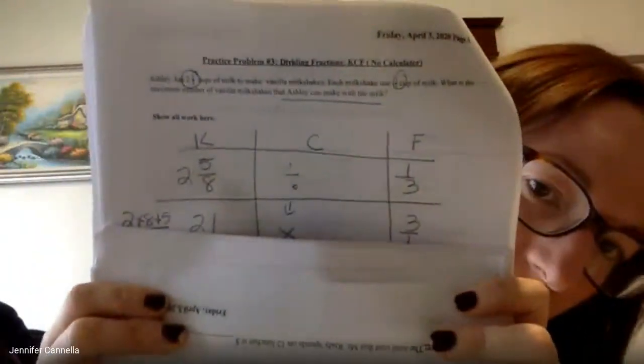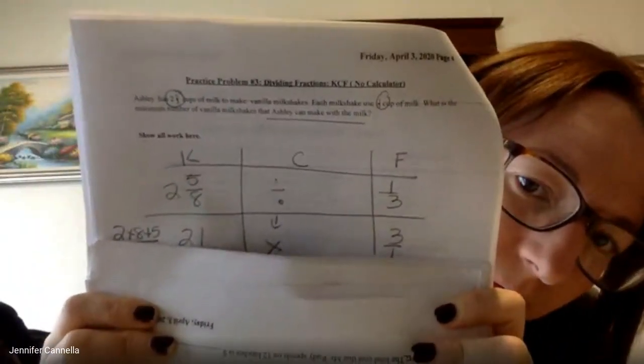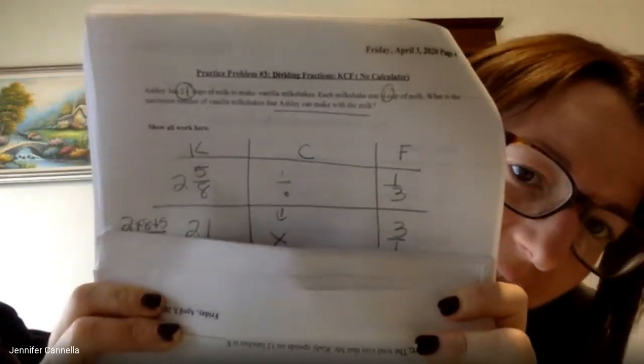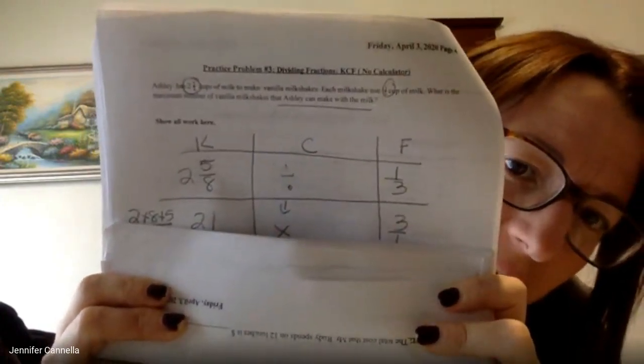Okay, so Demi, we're going to do KCF, right? So let's write KCF column on your paper. I'll show you guys what it should look like, and then you're going to take it away from there. KCF. We're on page 4. Okay? KCF. 2 and 5/8 divided by 1/3. Now, Demi, I think you can take it away from here.